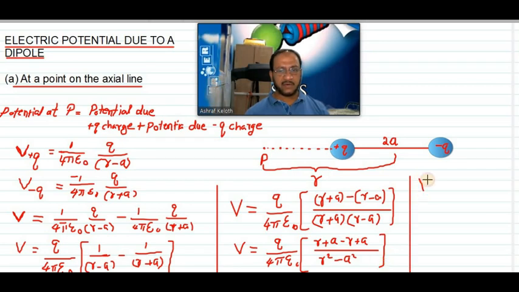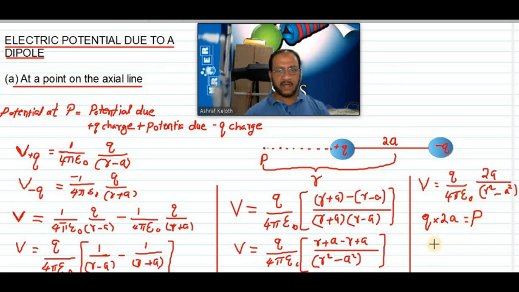Potential V is equal to Q by 4 pi epsilon naught, the numerator becomes 2A, A plus A is 2A, and R minus R is cancelled, divided by R square minus A square. Put a bracket here also. What is Q into 2A? Q into 2A is the dipole moment P. So V is equal to 1 by 4 pi epsilon naught P divided by R square minus A square.